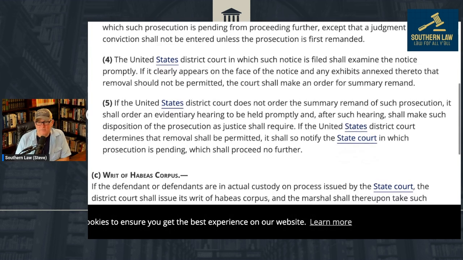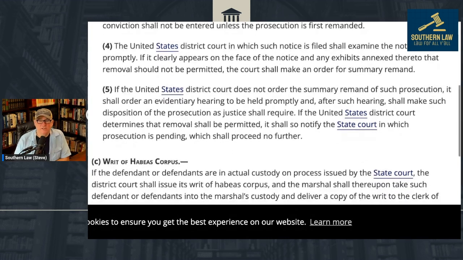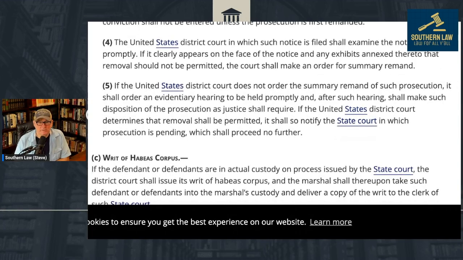So I think they're going to an evidentiary hearing. In other words, on the face of it, the court sees the claim as potentially viable, which is good if you're a defendant. Now, I've seen some people saying, oh, the judge is rigged because he didn't stop the prosecution from proceeding. But look at the statute. It clearly says that doesn't happen. But what it does say is that the court doesn't send it right back down to state court. It shall order an evidentiary hearing to be held promptly.